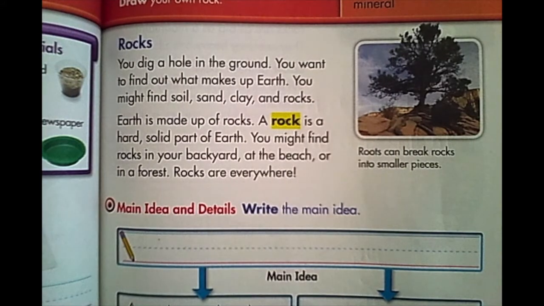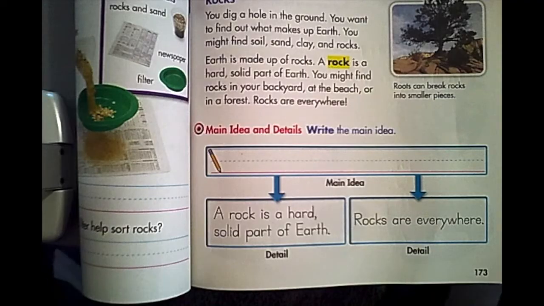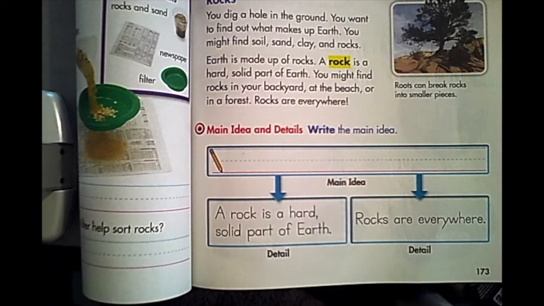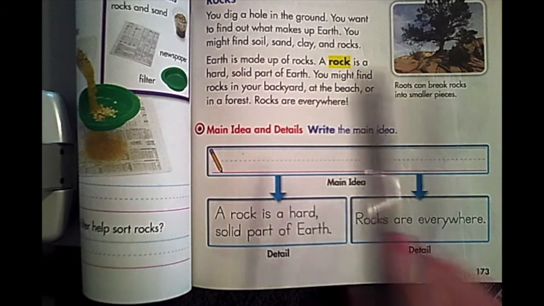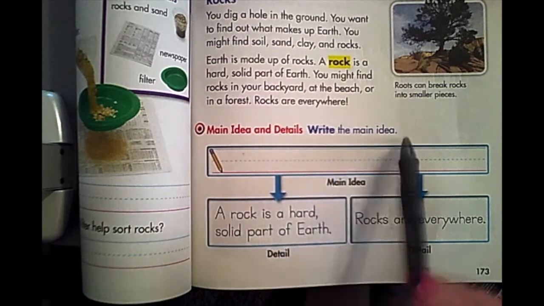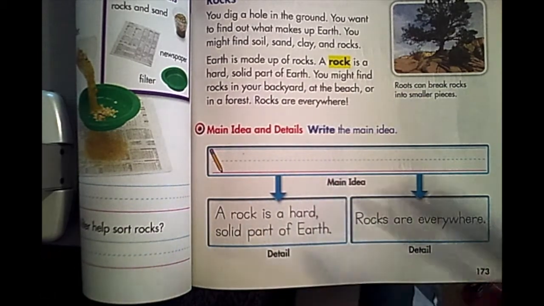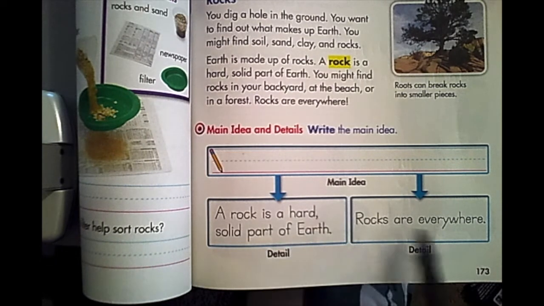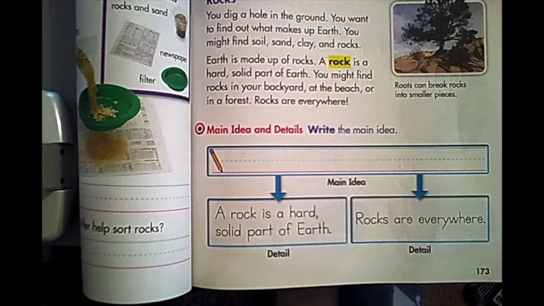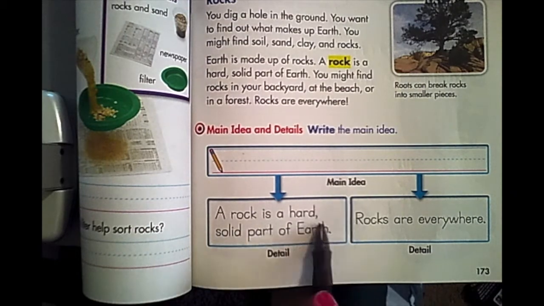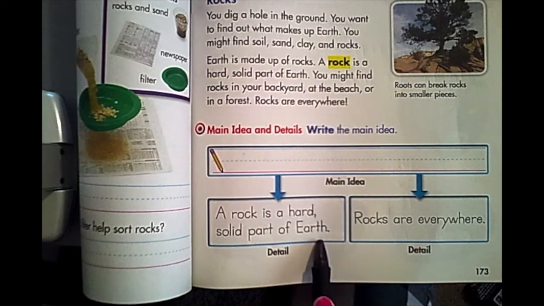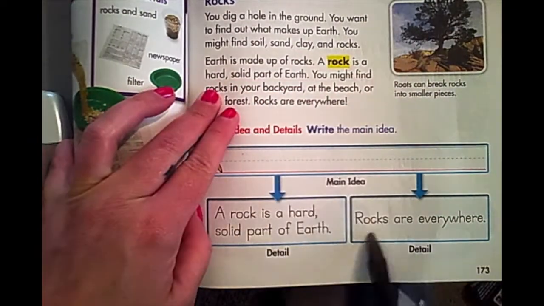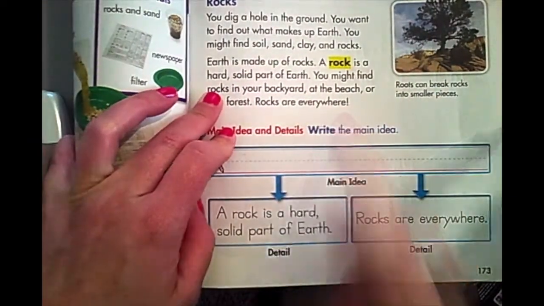Rocks are everywhere. All right, so down at this bottom part, we're going to do main idea and details like we did in lesson 1. It says main idea and details. Write the main idea. Remember, we talked about the main idea at the beginning of the paragraph, and then here are 2 details. So let's read our details. A rock is a hard, solid part of Earth. Rocks are everywhere.